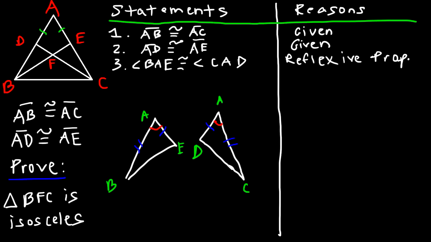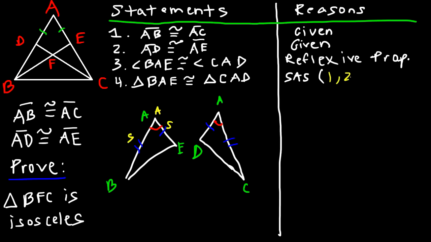So now we can make the statement that those two triangles are congruent. So we can say that triangle BAE is congruent to triangle CAD. And the reason for that, it's based on side, angle, side. So it's based on the SAS postulate. And we have to use statements 1, 2, and 3 to come to that conclusion.